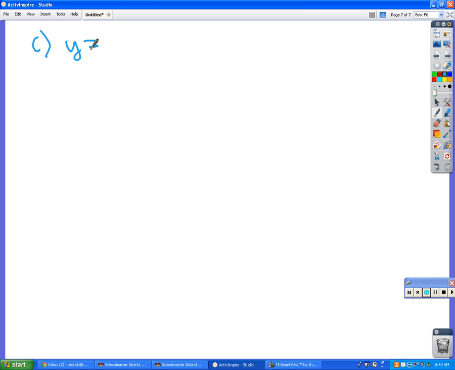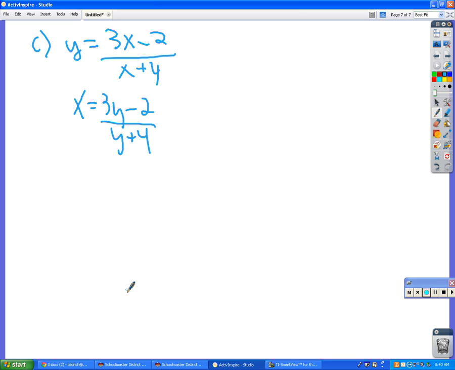Help me though. So these are the A plus problems, the extra credit. You can do it. Okay, first step is the same. What's the variable? So switch the variable, so x equals (3y minus 2) over (y plus 4). Good, multiply both sides by y plus 4.